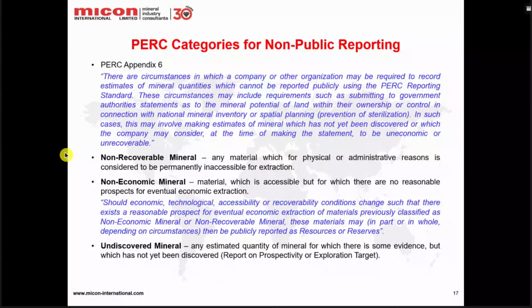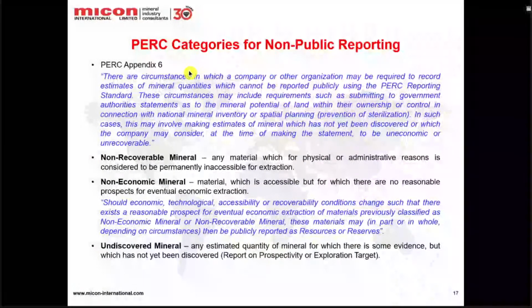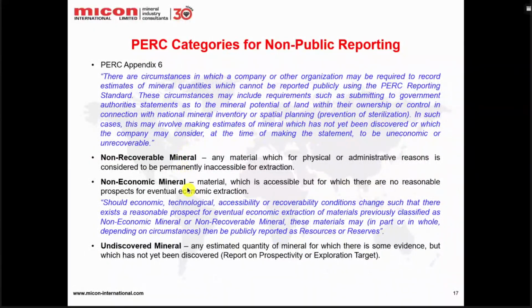The Pan-European reporting code has additional categories that JORC and NI 43-101 don't have. They admit that there are some circumstances in which a company may be required to report estimates without doing all the work that they have to do. And they admit that it's not always easy to meet all the requirements and to be aware of all the circumstances. So in some cases, when the company submits a report to the government, they can use some other terms and definitions.